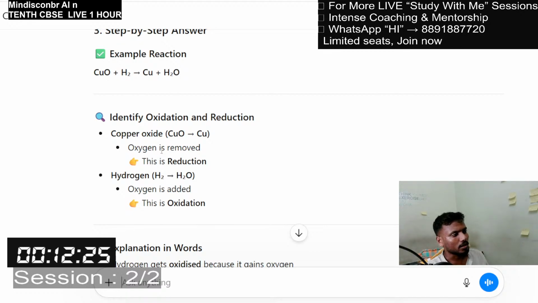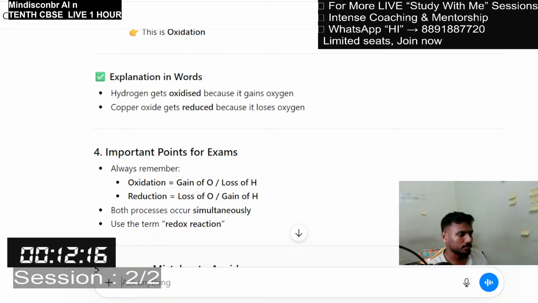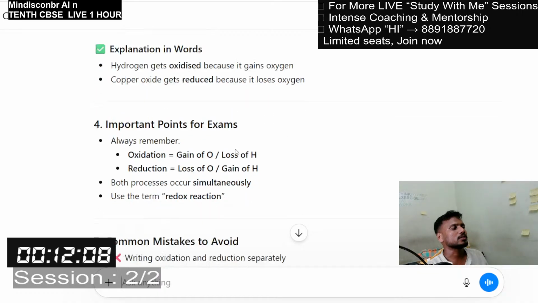Copper oxide is reduced, oxygen is removed, this is reduction. Hydrogen combines with oxygen to form H2O, oxygen is added, and this is an oxidation reaction. Explanation words: hydrogen gets oxidized because it gains oxygen, copper oxide gets reduced because it loses oxygen.